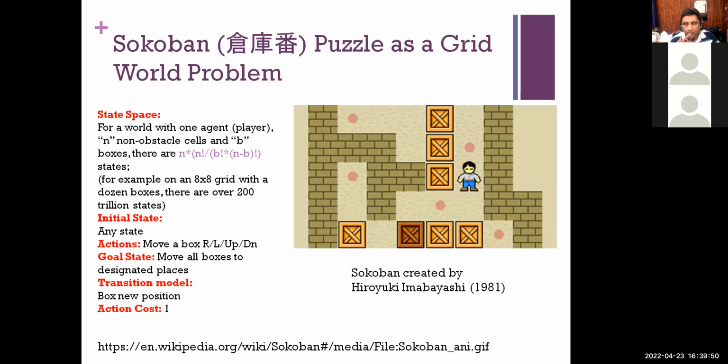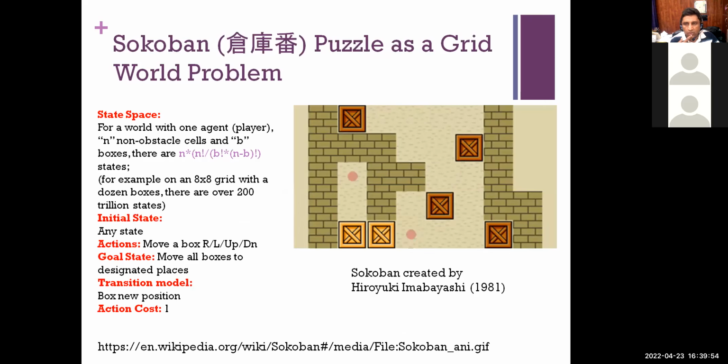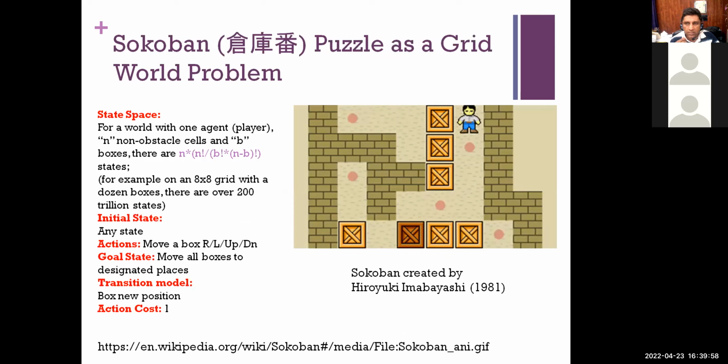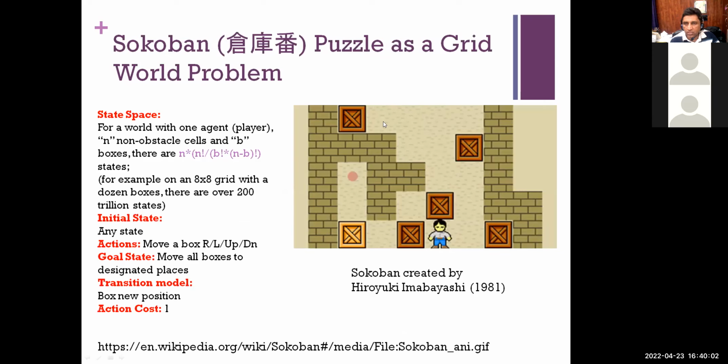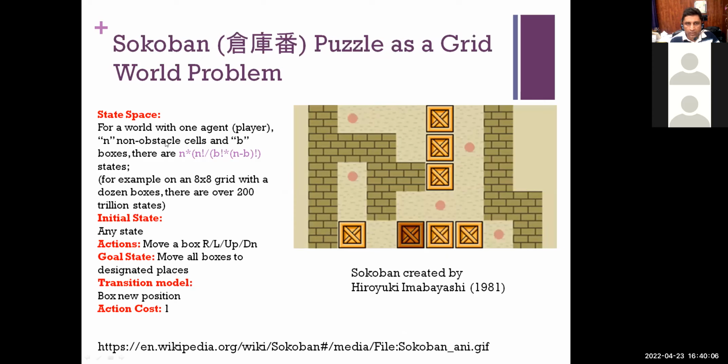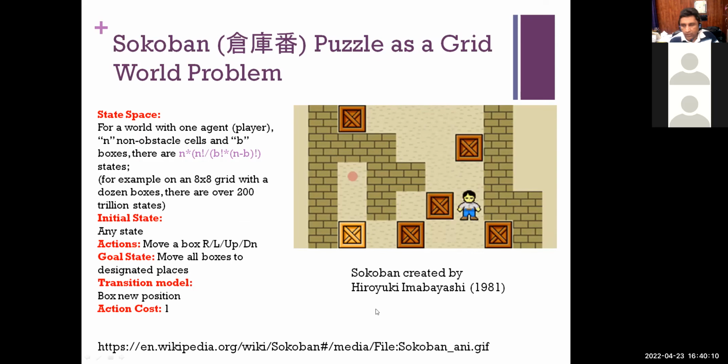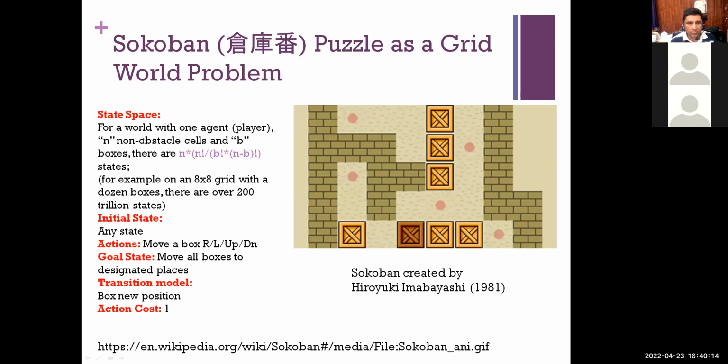This is another example. This is a puzzle called the Sokoban puzzle. I don't know if any of you know this. This Sokoban puzzle works in this way: there is a player who has to move these boxes to the empty blocks. You can also find this Sokoban puzzle, and the program is actually available as code. You can implement it yourself.